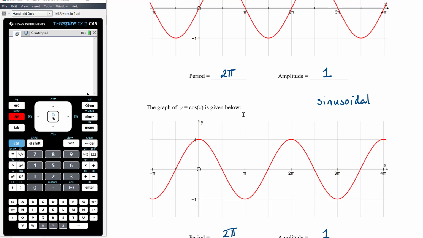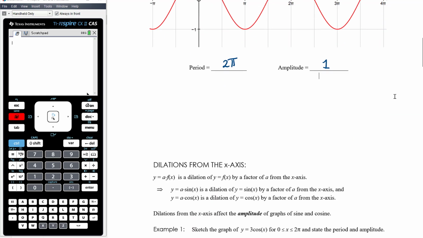Dilation from the x-axis will be what affects the amplitude. Again, translating up and down, it's not going to change the amplitude. It'll move where the graph is, but it'll still only have an amplitude of 1. But we're going to change the amplitude by stretching the graph, multiplying the y values, and so that's dilation from the x-axis. So we're going to look at those two dilations and what they look like in equations.